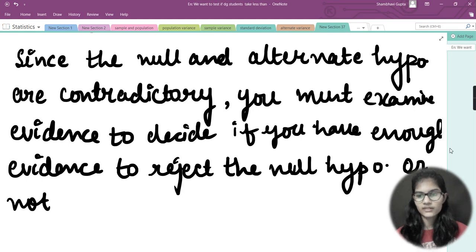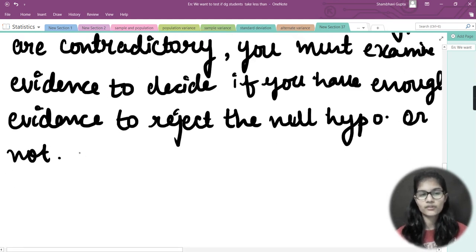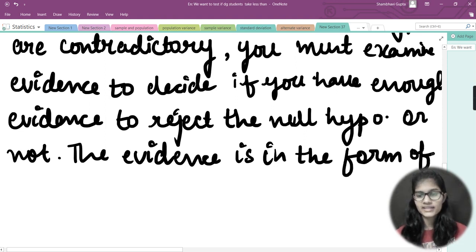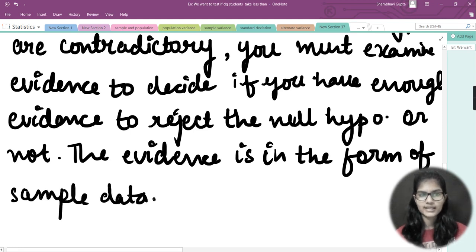The evidence I'm talking about is in the form of sample data. Let me add that also. The evidence is in the form of sample data, right? So after you have found out all the things regarding the null hypothesis and the alternate hypothesis, you need to decide whether you have enough evidence to reject the null hypothesis or not. That evidence will be in the form of sample data.